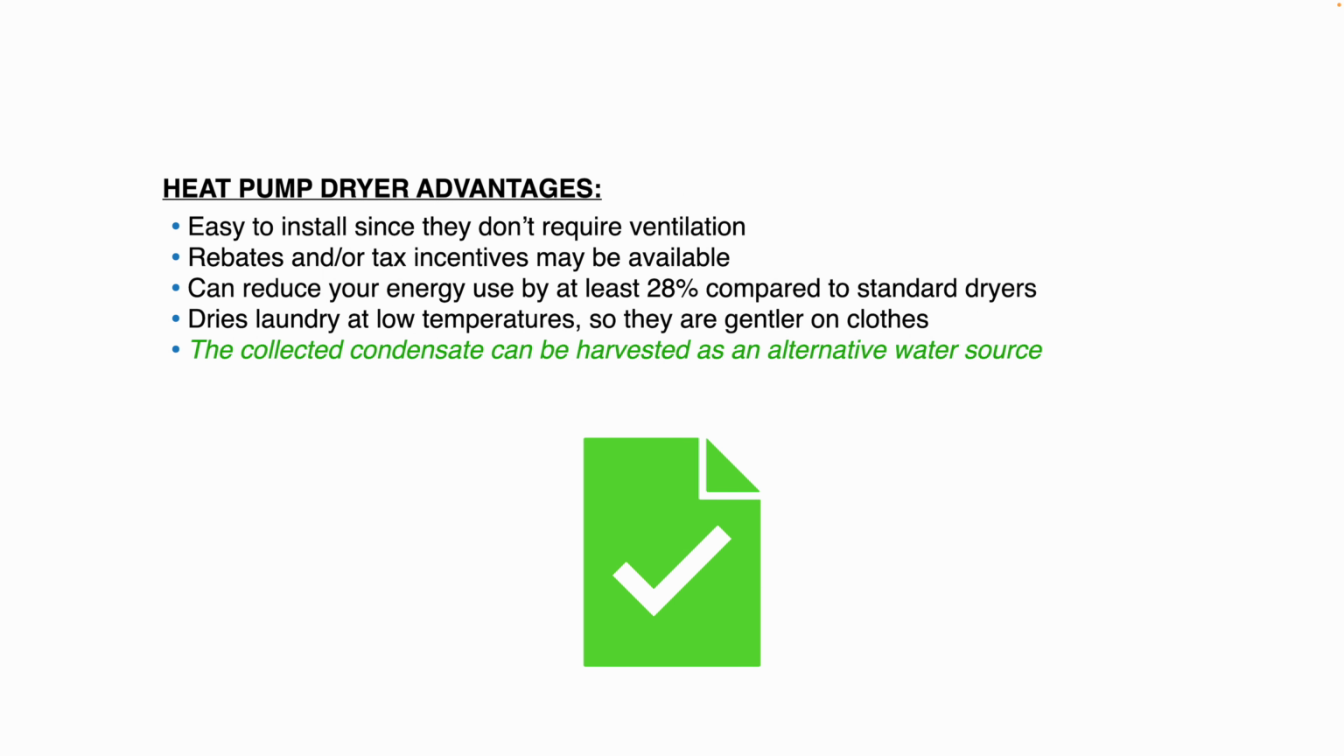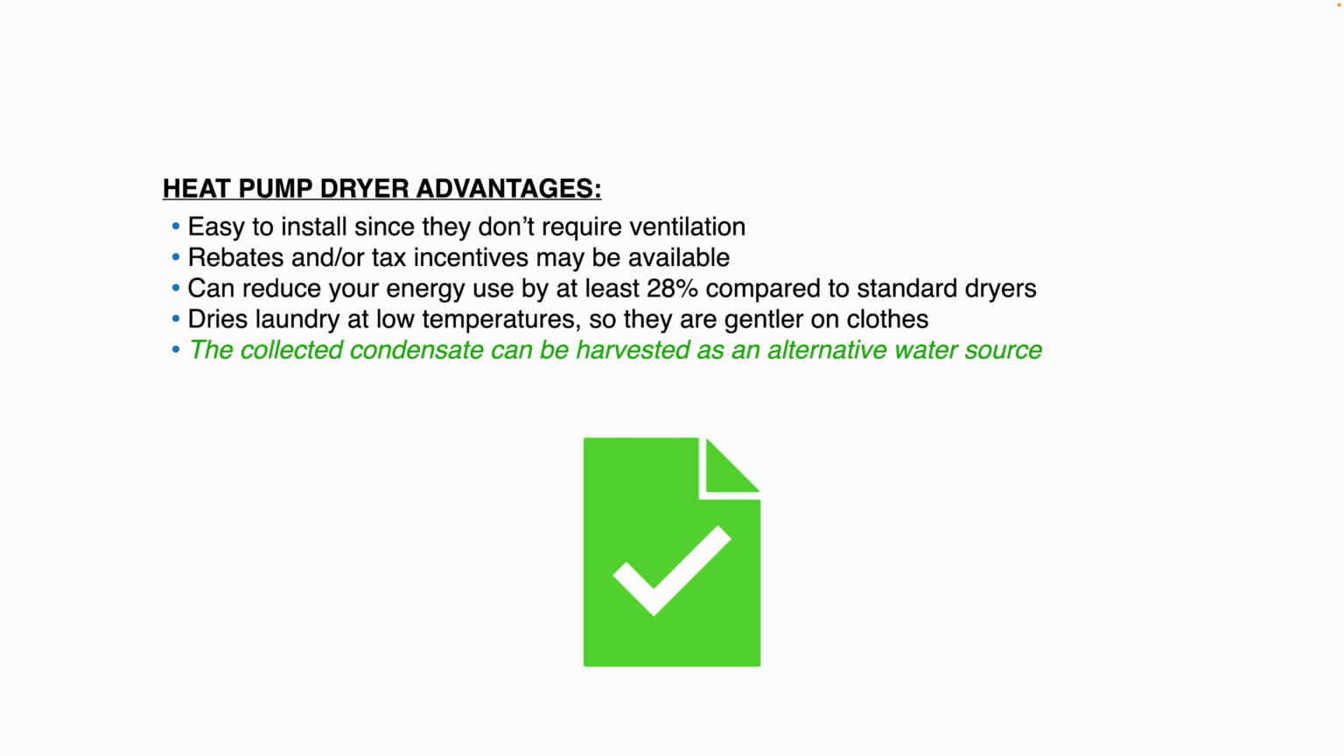So heat pump dryer advantages. They are easier to install since they do not require ventilation. Also they reduce fire danger because you don't have to worry about ductwork becoming full of lint and potentially catching on fire. Usually there's rebates and or tax incentives available. Heat pump dryers can reduce your energy usage by at least 28% plus or minus compared to standard dryers. They usually dry laundry at lower temperatures, so they are gentler on your clothes.